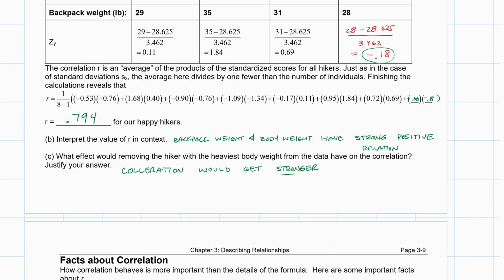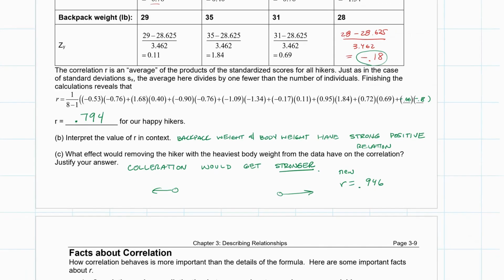I'm using the word strong here as compared to getting bigger, because remember, a strong relationship, if you're already positive, it gets more positive. But if the relationship was negative, it would actually get more negative. So we'd like to use the word stronger as compared to bigger. I actually did calculate this. The old R value is 0.79. The new R value is 0.946. So indeed, it got stronger. It got, in this case, more positive.